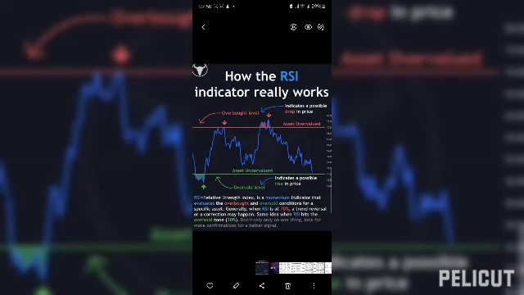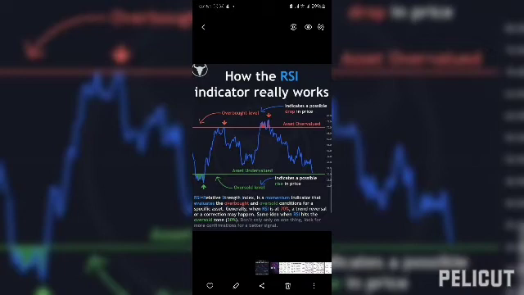So as usual, I always tell you that you should not rely on one indicator to make your judgment. So you should always use other indicators to back your analysis up. In this way, you'll be more accurate while analyzing the chart.